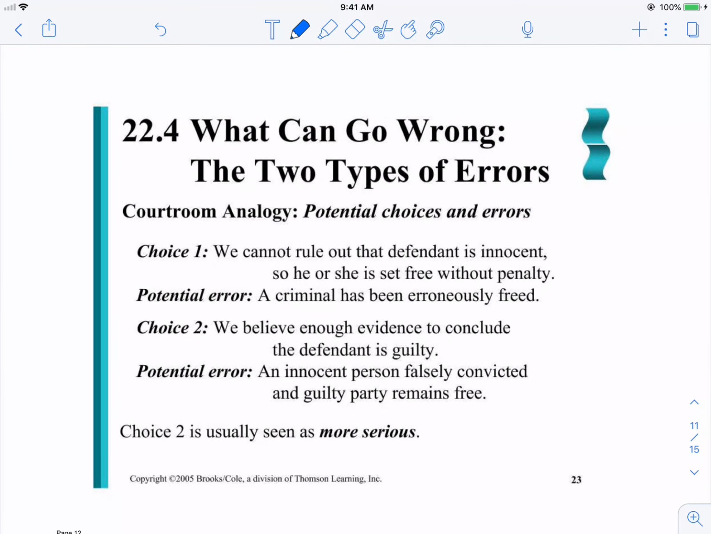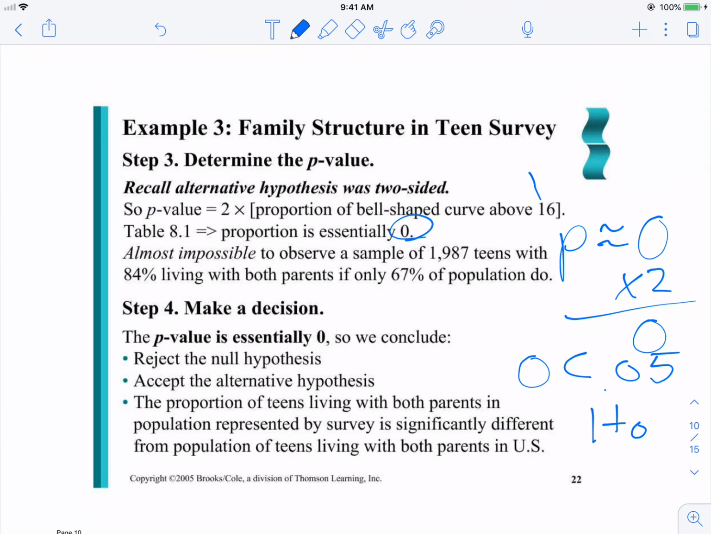I meant to take that away. We're not doing that today. All right, so that's all for right now. Tomorrow we're going to talk about if we made a mistake, what that error interpretation looks like, and what are the consequences of that mistake.